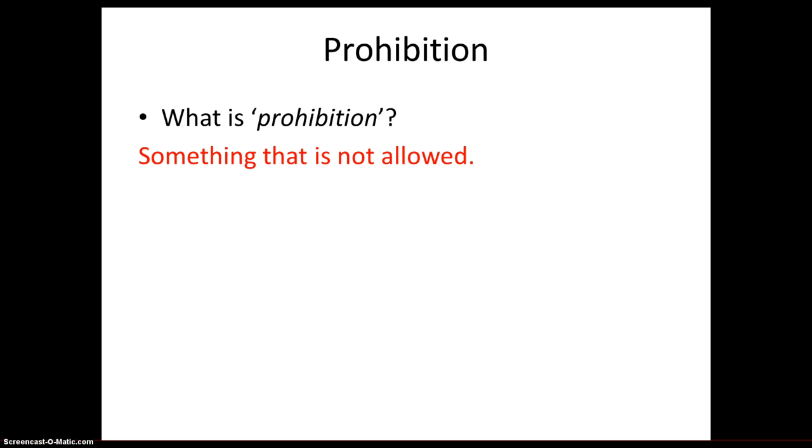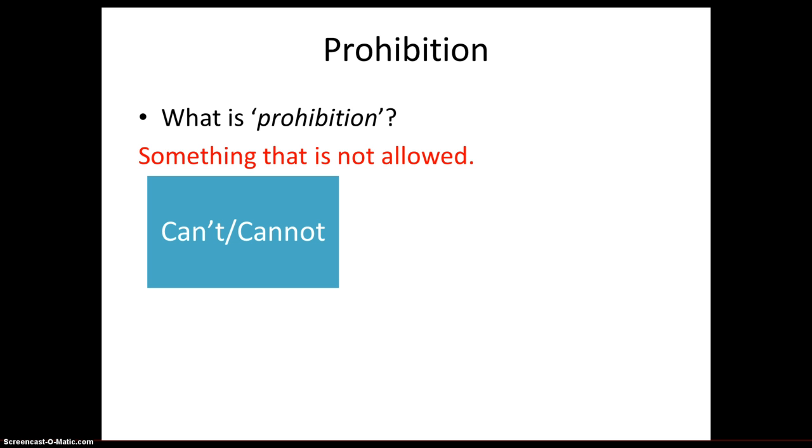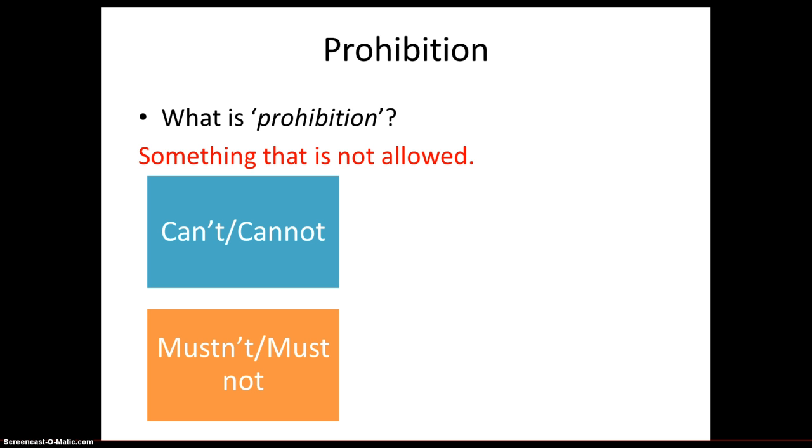What exactly is prohibition? To some of us, prohibition might be a very big word. It just simply means something that is not allowed. We use two types of modal verbs to talk about prohibition. First, we say you can't do this, you can't do that, or you cannot for the long form, or mustn't do this, you mustn't do that, or must not for the long form.